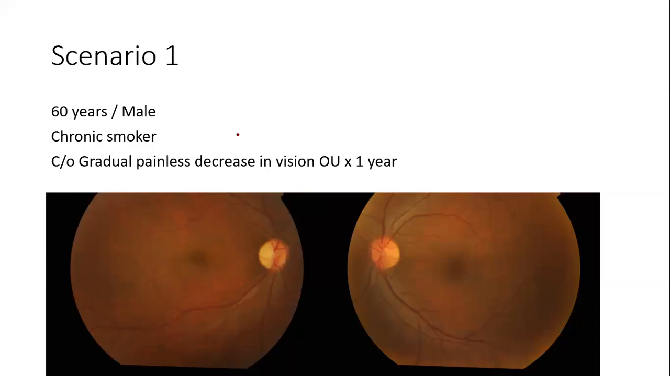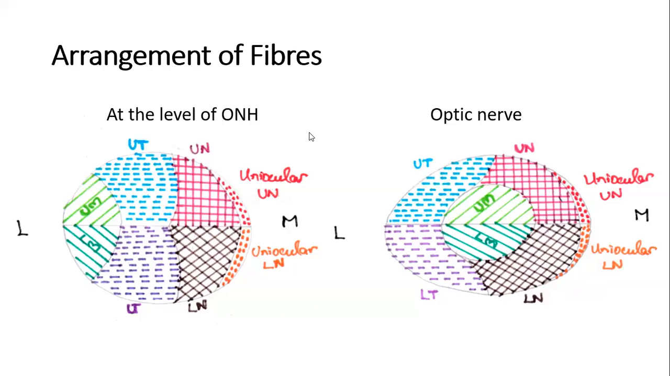So this is what we saw. This portion is going to get affected in case of a toxic amblyopia. Okay. So that's it with the presentation. If you have any doubts, we can discuss. You can unmute and ask the questions.